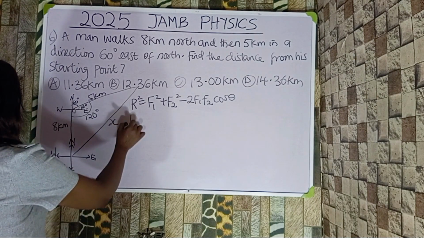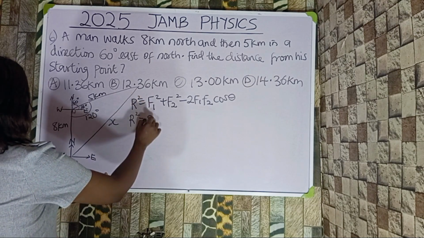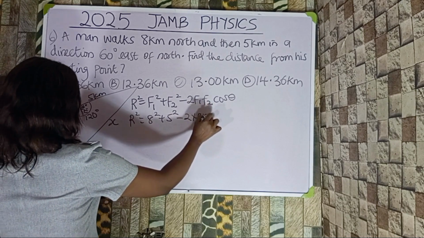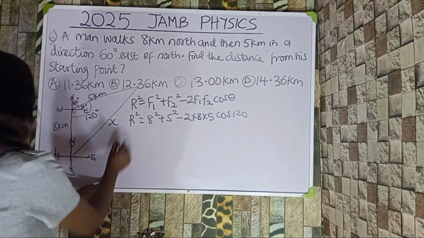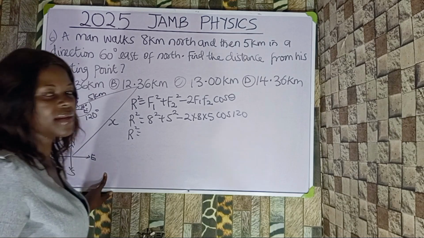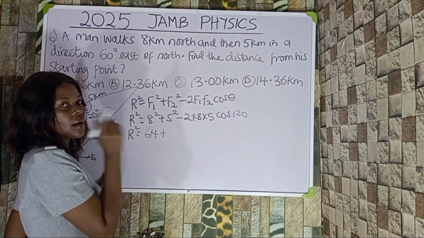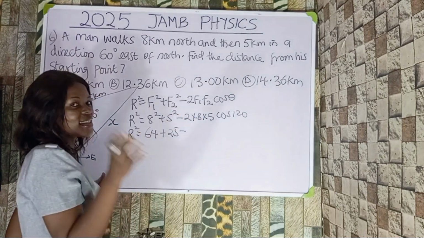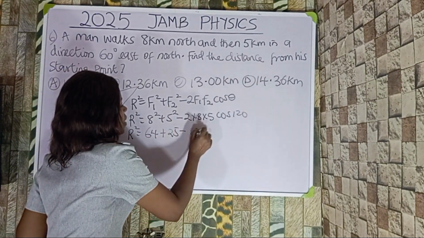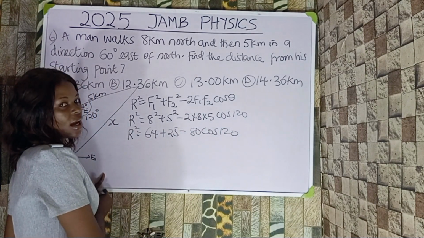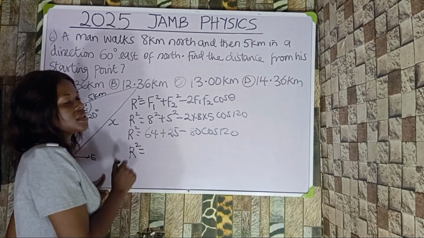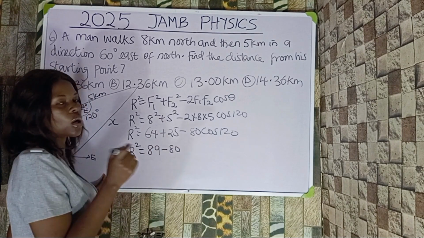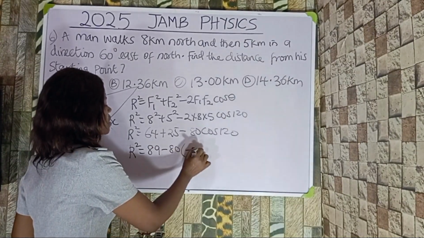Now let's put in what we have. We have R square, which is what we are looking for. My F1 is 8 square plus 5 square minus 2 times 8 times 5 cos 120. Okay, now R square is equal to, my 8 square is 64 plus my 5 square is 25 minus 2 times 5 times 8 is 40 multiplied by 2, that is 80. Okay, now cos 120. I hope that is clear. R square is equal to 64 plus 25 is going to give me 89 minus 80. All right, so cos 120 is going to give me minus 0.5.